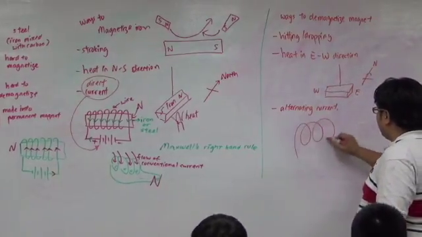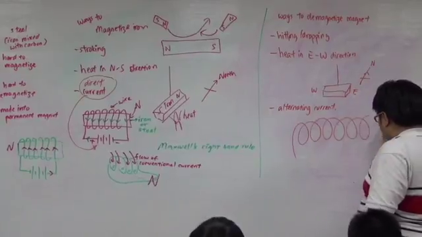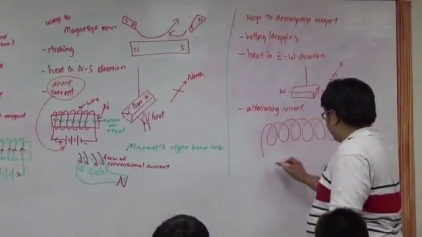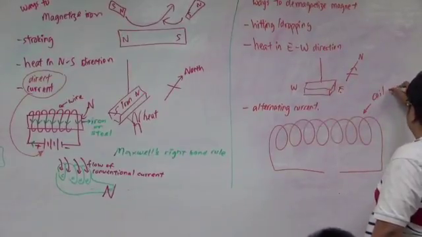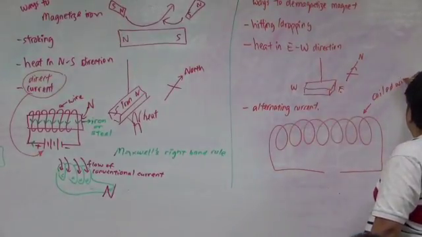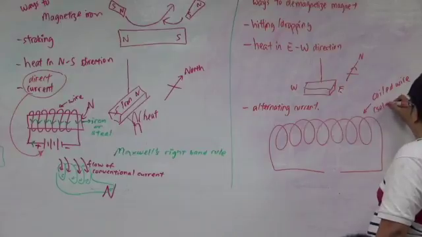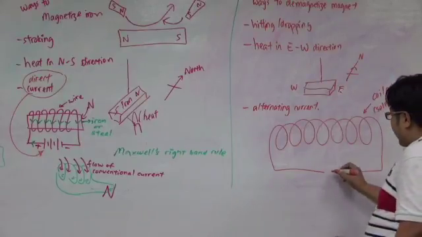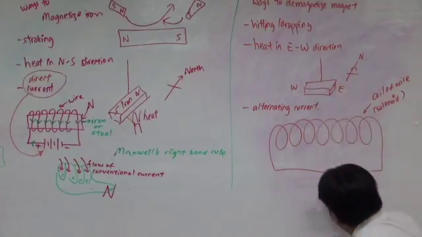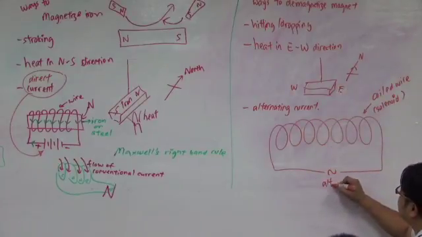So this is a coil. When you coil this thing in this manner, we call this a coil, coiled wires. But of course in physics we call this a solenoid. And we use alternating current. So this is the alternating current symbol.